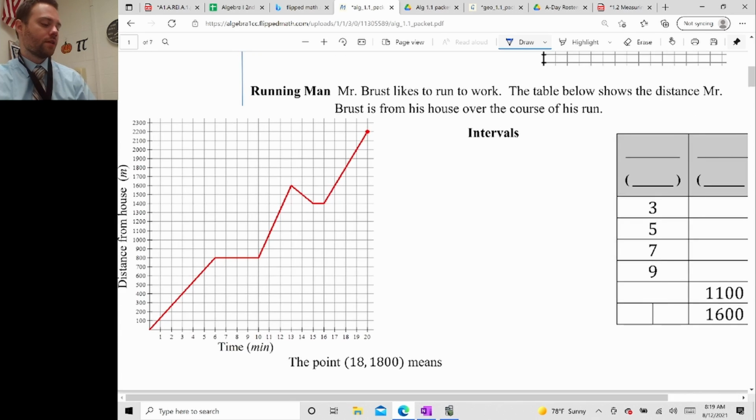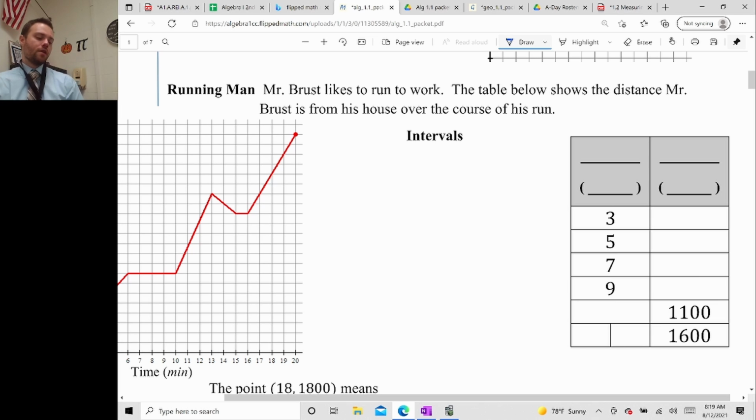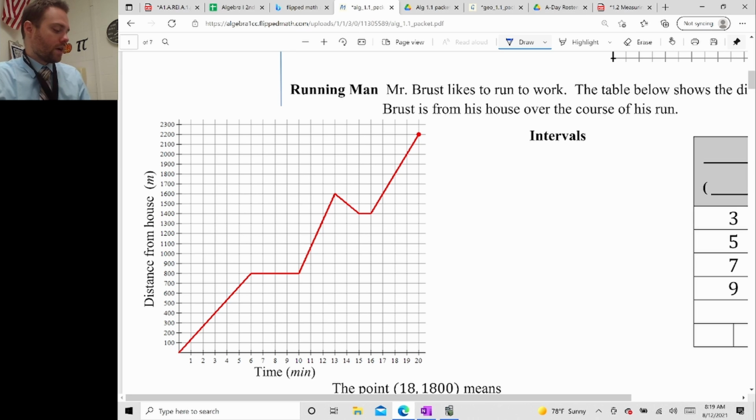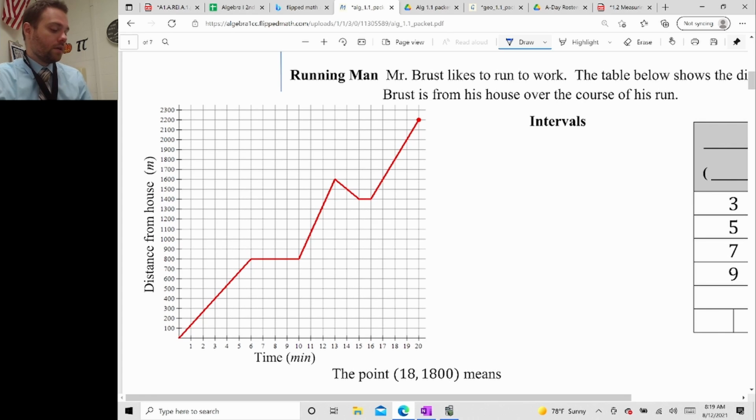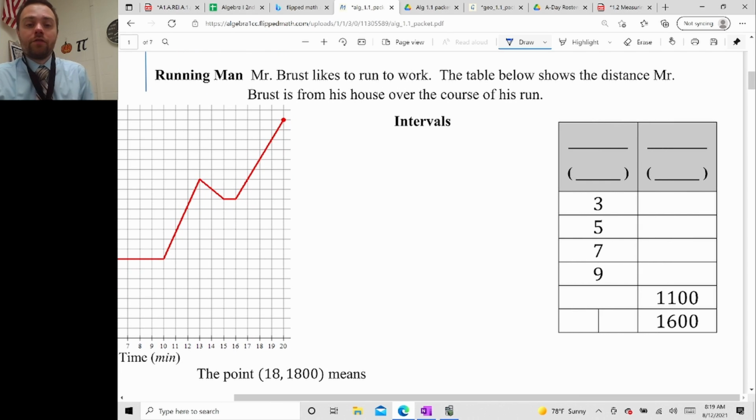It says Mr. Brust likes to run to work. The table shows the distance Mr. Brust is from his house over the course of his run. So you've got distance from house in meters, and then you've got time that goes on. And over here we want to know what the independent and the dependent variables mean, and then we also want to know how to fill this chart out.